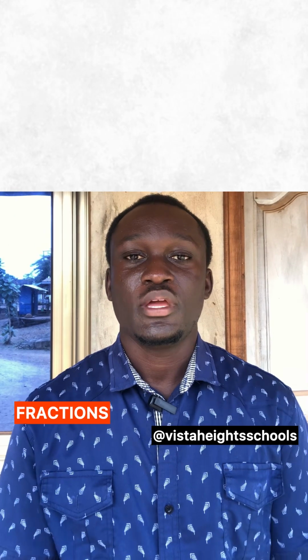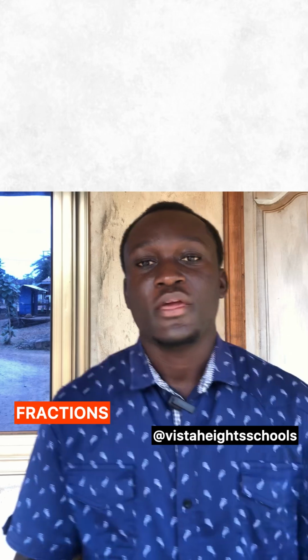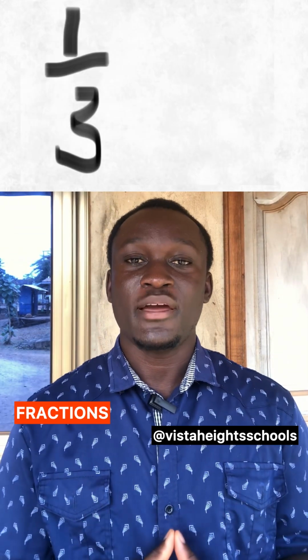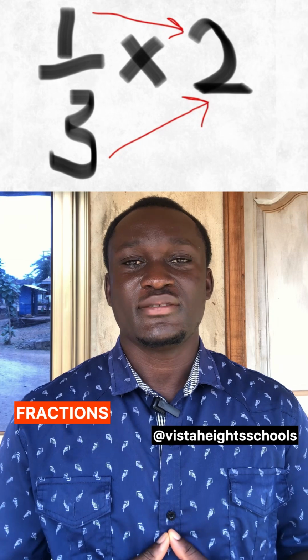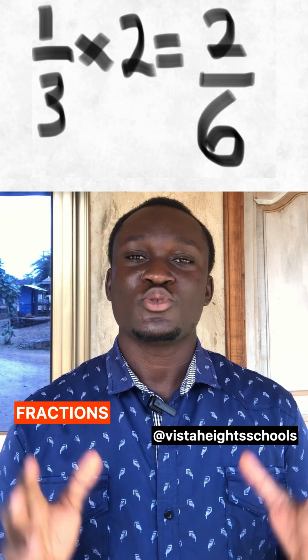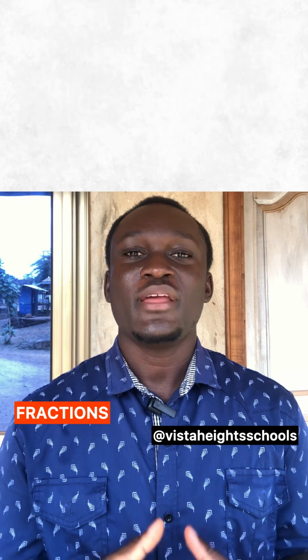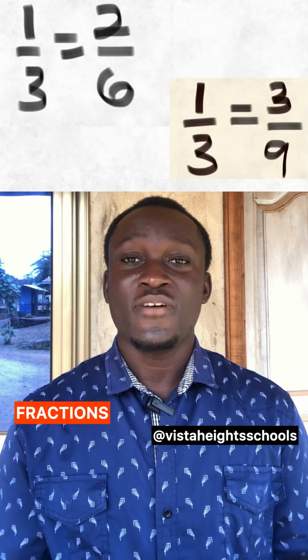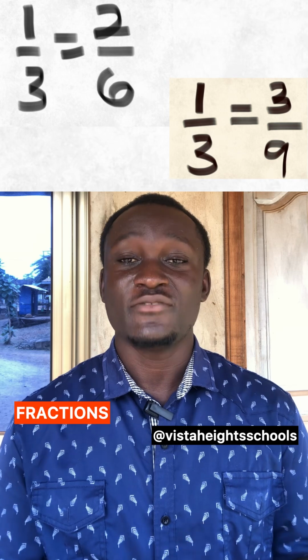Example 2. Let's try with numbers. Write down 1 over 3. Now multiply top and bottom by 2. What do you get? Yes, 2 over 6. Multiply again by 3 and you get 3 over 9. So 1 over 3, 2 over 6, 3 over 9 are all equivalent fractions.